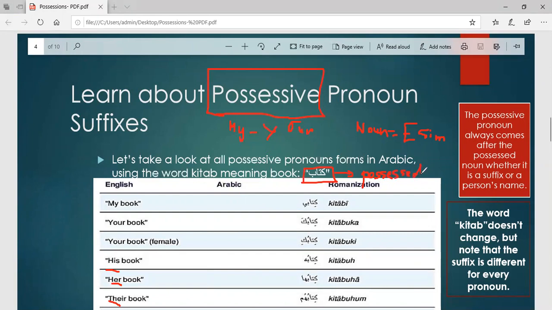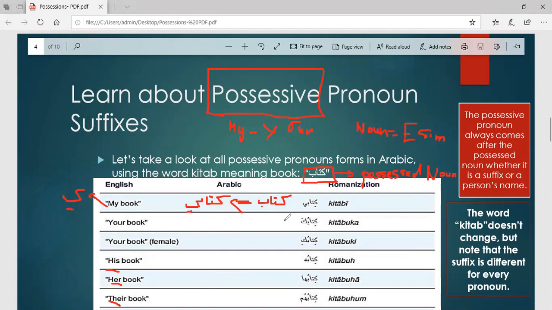So here I have a possessed noun, and to this possessed noun I'm going to add possessive pronoun suffixes depending on the possessive pronoun. But what do you mean by book in Arabic? Book is kitab. My book, now I'm starting with the possessive pronouns as suffixes. My book, kitab, okay? Now, what do I do here? If I'm using my, you add ya at the end, okay? Kitab, change the form of ba because it's in the middle, and I add ya. So kitabi, okay? This is the first one.